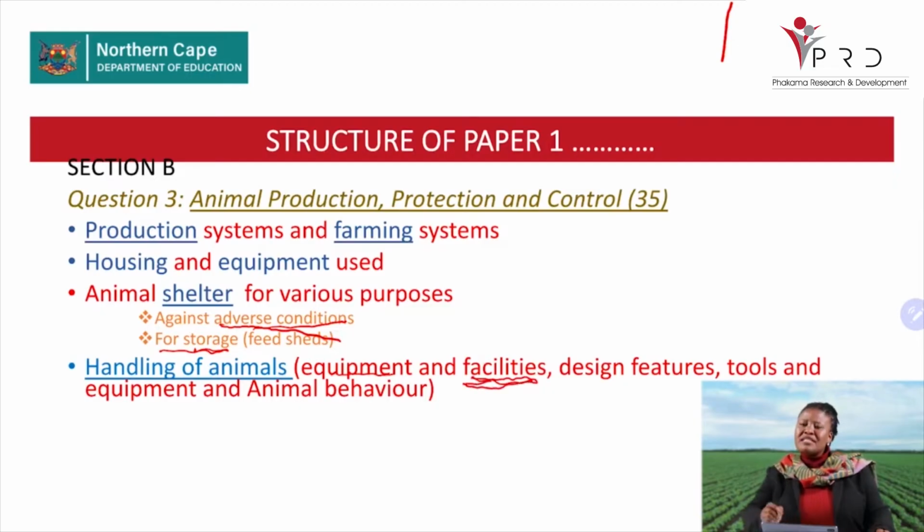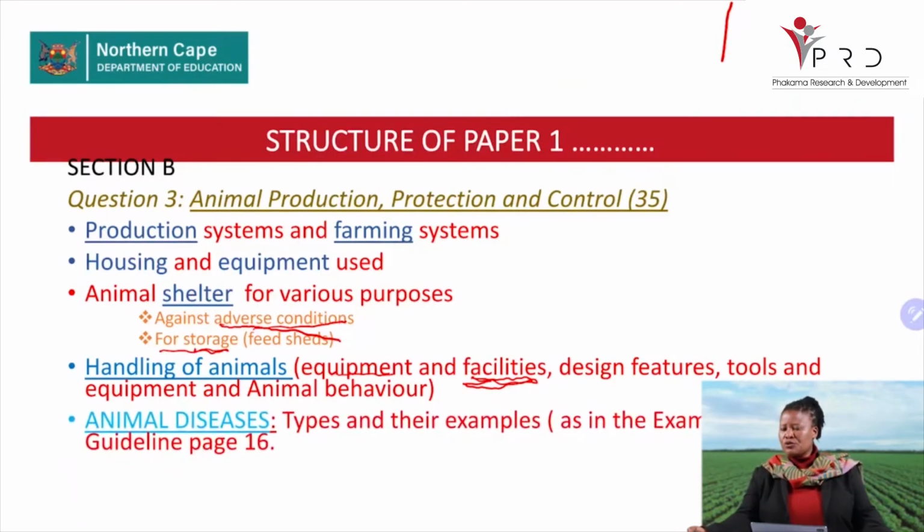You want to administer medication to an animal. You have to handle the animal, but which facility are you going to use? Are you going to use a crush, or are you going to use a chute? Then design features. How must these facilities be designed? How must the floors be?